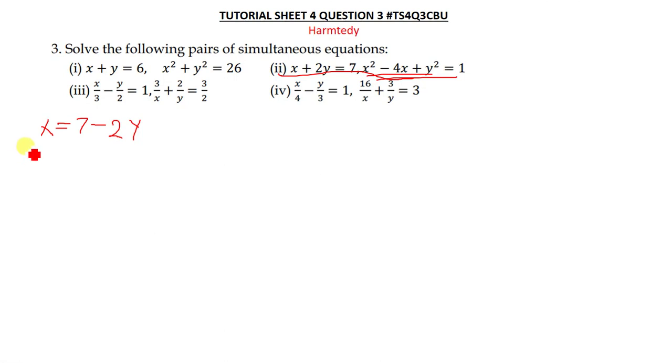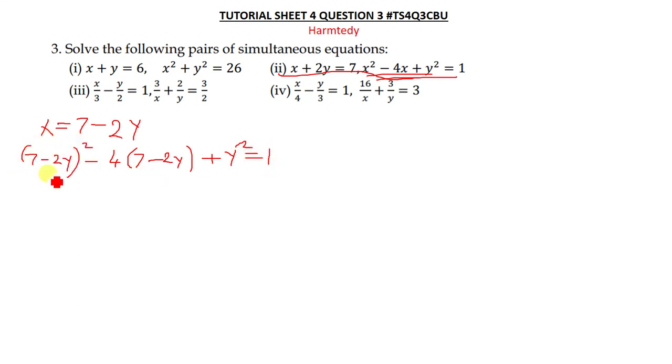So we're going to say (7 minus 2y) squared, minus 4 times (7 minus 2y), and then we have plus y squared is equal to 1.